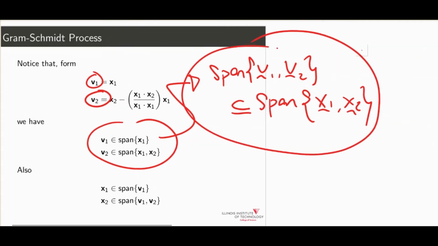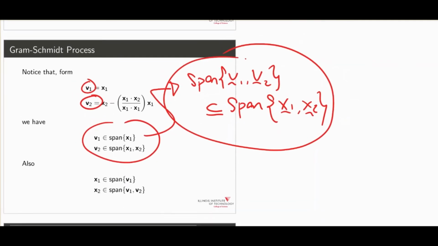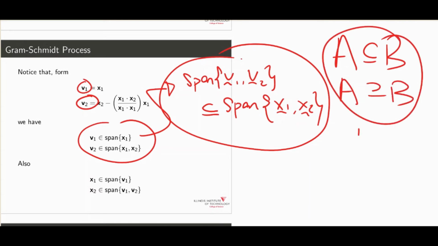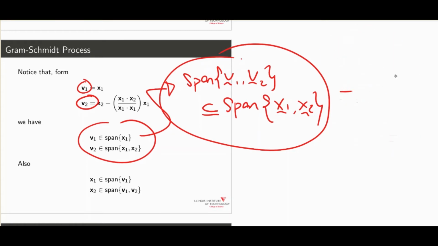Now, remember, every time we want to show that two sets are the same, we have to show both sides of the inclusion, right? A is a subset of B, okay? B is a subset of A. If you can show this, then A equals B. So we are doing that, and so we want to have another side of inclusion. So the other side of the inclusion is this.